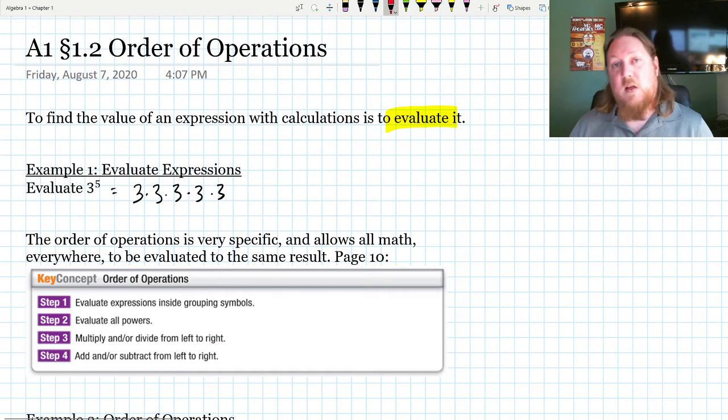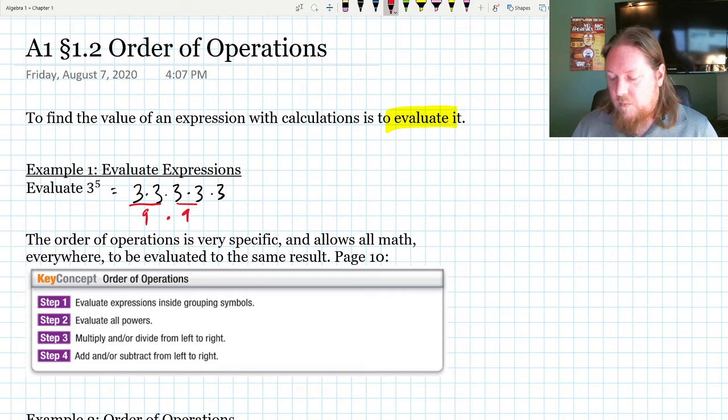And what I like to do is break it down into parts that I can handle. 3 times 3 is 9. 3 times 3 is also 9. And this times 3 down here, I'm just going to leave it alone. So you can see I've combined those factors together to reduce how much I'm going to multiply. 9 times 9 is 81, and then I'm going to multiply that by 3.